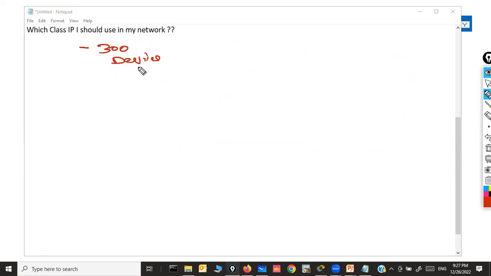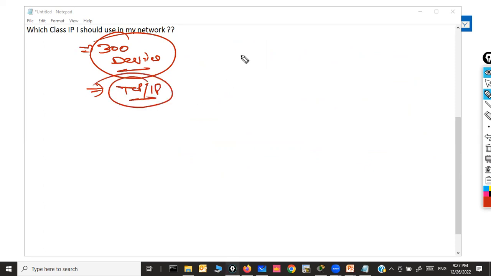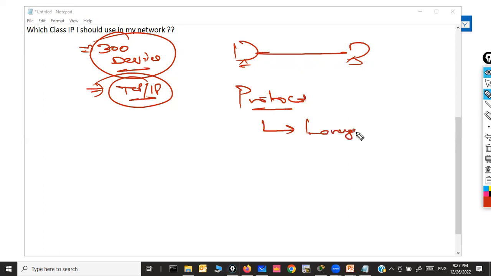Okay, let us assume you have done the physical networking of 300 devices. You have finished that. Now the next part: the TCP/IP protocol software. You understand that two computers, without using a common language, a common set of instructions and rules, can never talk to each other. Because a protocol is very much like a language, a set of rules and instructions. That's what a protocol is.